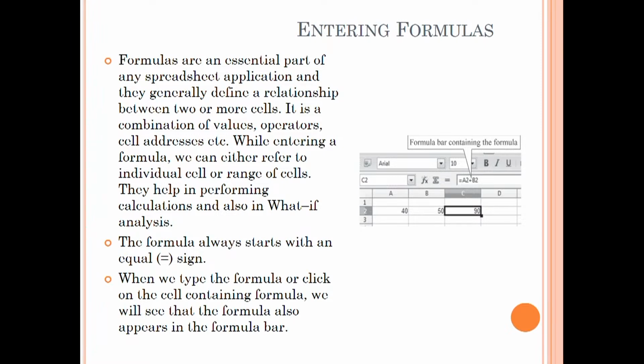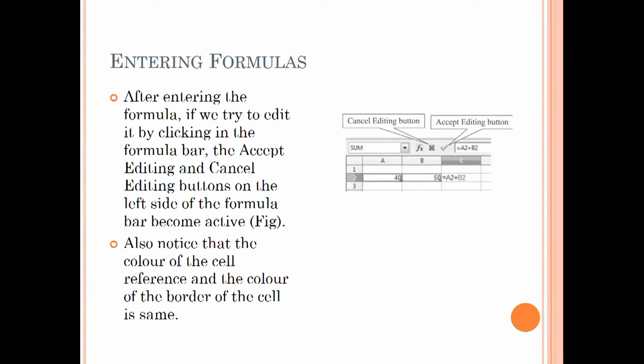When we type the formula or click on the cell containing the formula, we will see that the formula also appears in the formula bar. Now after entering the formula, if we try to edit it by clicking on the formula bar, the accept editing and cancel editing buttons on the left side of the formula bar become active, as you can also see in the figure. Now also notice that the color of the cell reference and the color of the border of the cell is the same.